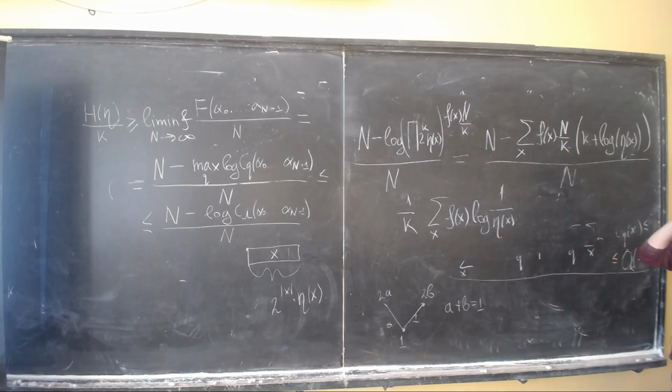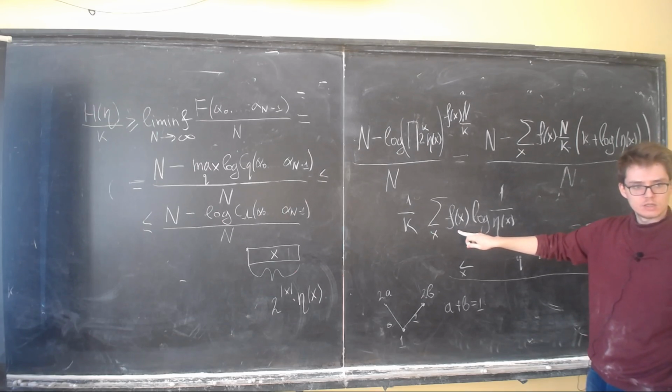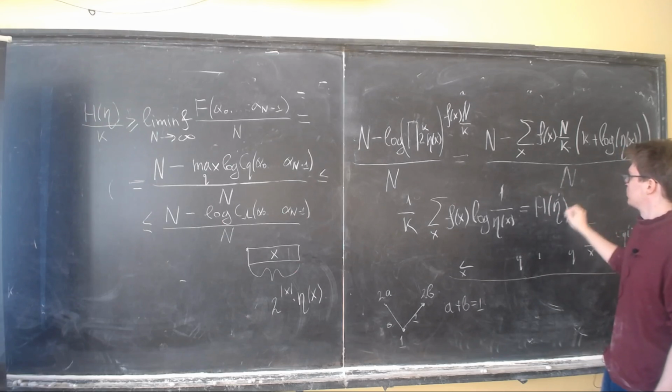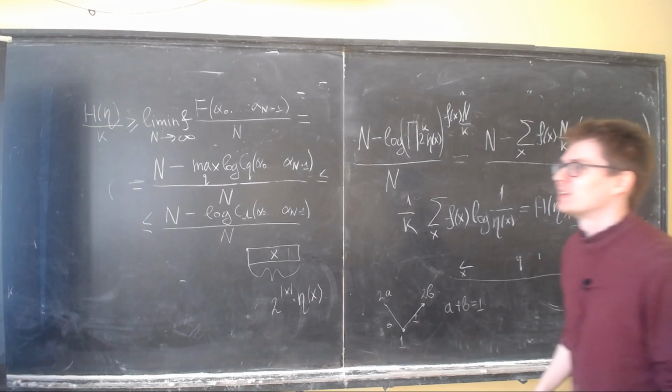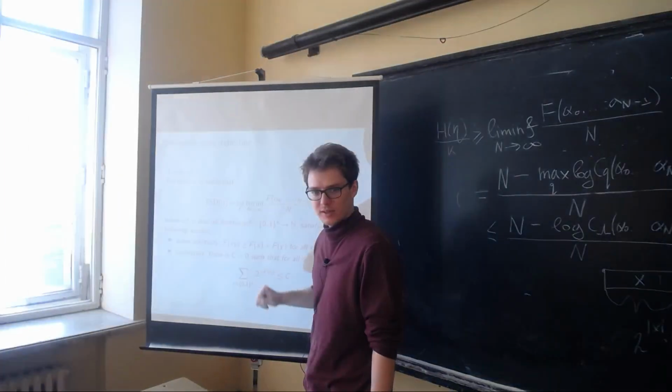But then I just recall that I can take a subsequence in which f of x converges to eta of x. And this will be the entropy of eta over k. This is the first direction of the theorem. So now we can recall what the theorem is. I have proved that this is at least this. Now I want the other direction.